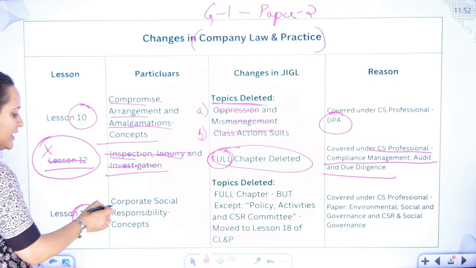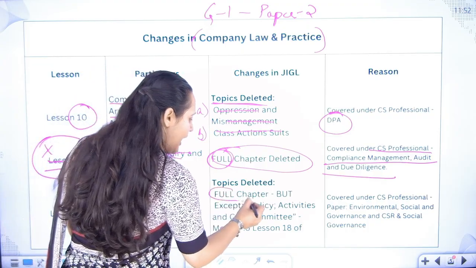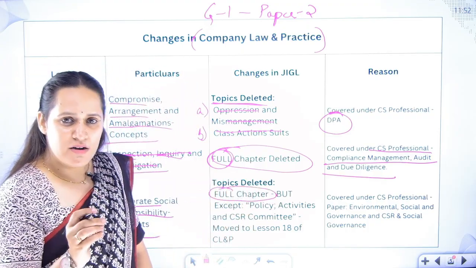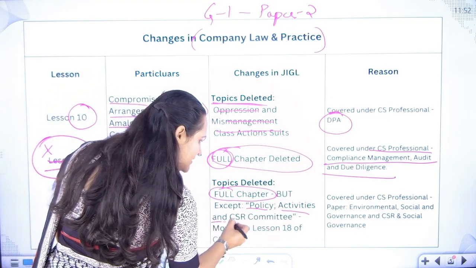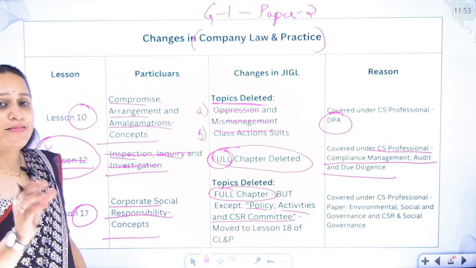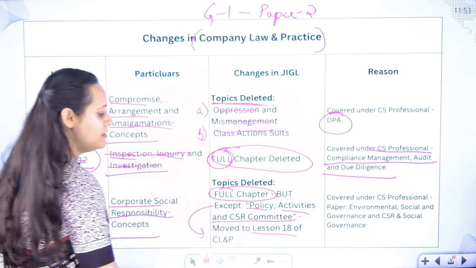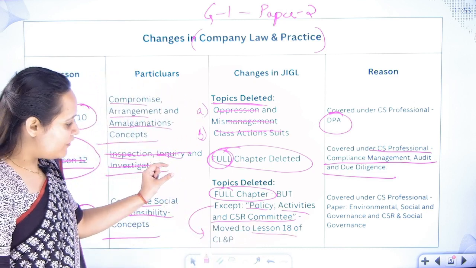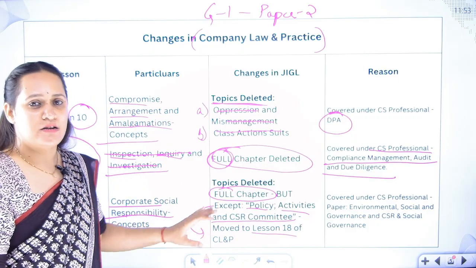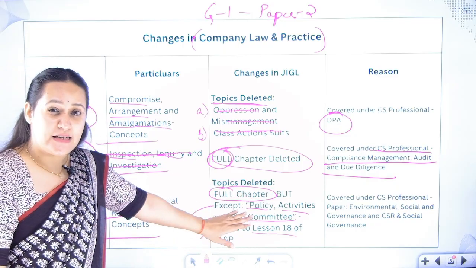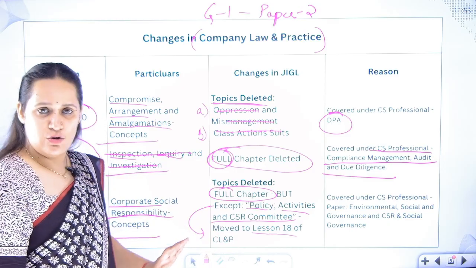Next, lesson number 17, corporate social responsibility. They say that the entire chapter is deleted, but 2 concepts have been retained, that is policy, activities and CSR committee. That one topic has been moved from lesson number 17 to lesson number 18 of company law itself. So, only one topic of that chapter is retained, the entire other contents of the chapter have been deleted. So, you can consider that the full chapter is deleted, only one topic is retained and they have moved it to lesson number 18 about the disclosures.